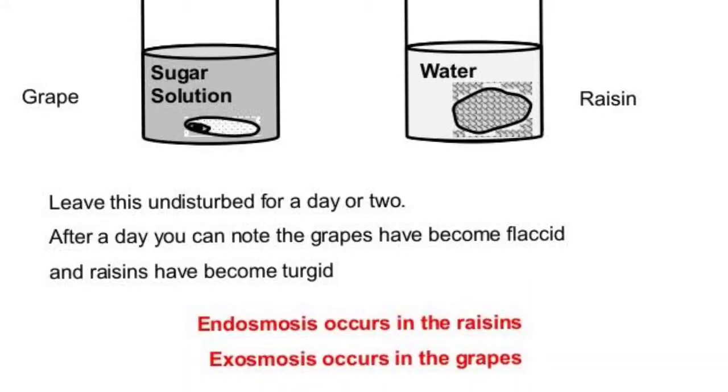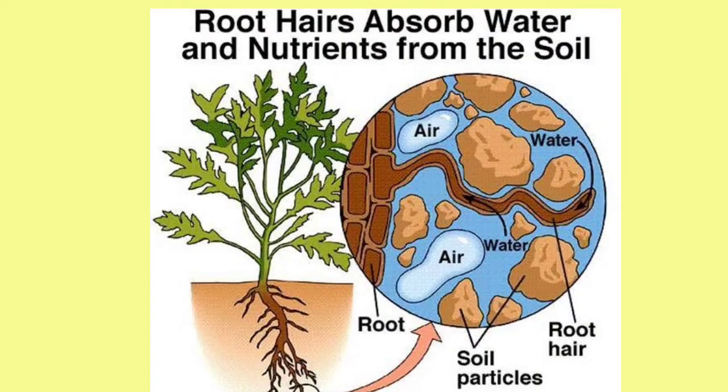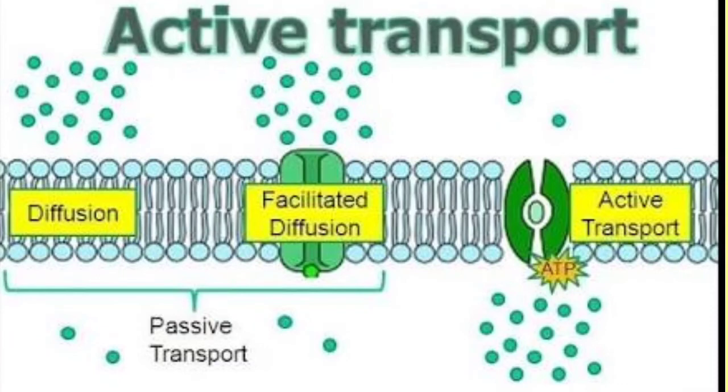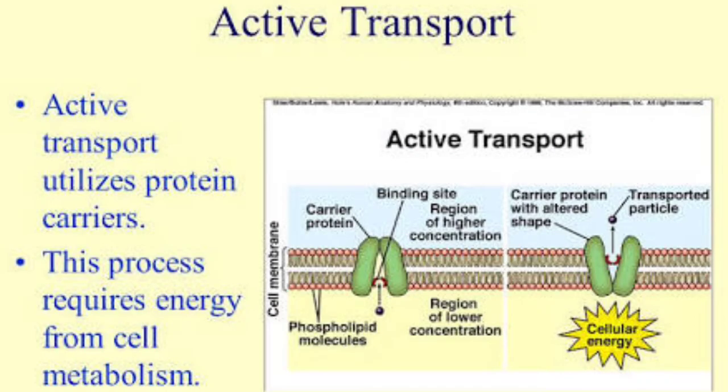What is the importance of osmosis? You know, roots absorb water from soil by this process only, the process of osmosis. What is passive and active transport? The movement of molecules by diffusion or osmosis is called passive transport. Why? Because in such kind of transportation, no energy is required. Then what is active transport? Active transport is the movement of substances against the concentration gradient, and for this a good amount of energy is needed.